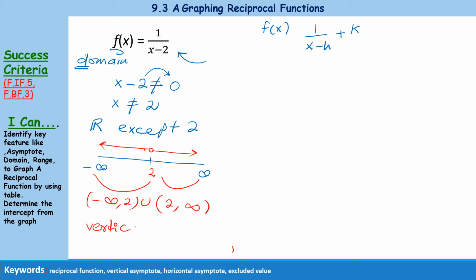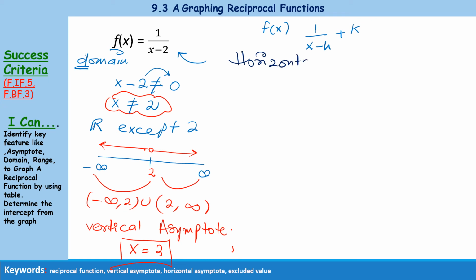Once it is done, you can easily write your vertical asymptote. Your vertical asymptote is the excluded value of x. So what is the excluded value? You will say the vertical asymptote is x equals 2. Now come to the second part and say where your horizontal asymptote is. Through our previous knowledge, we said that this k value is your horizontal asymptote. Here in place of k there is no value, so you will write y equals 0.